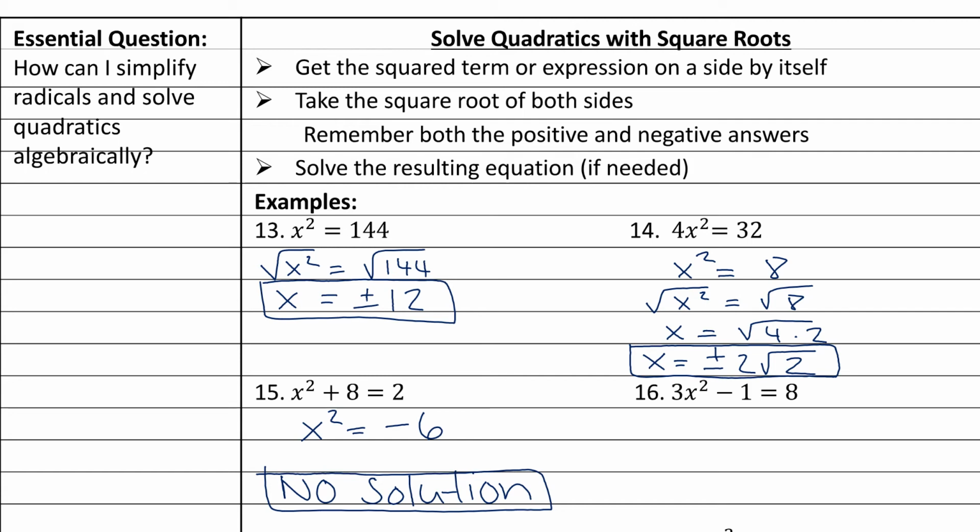So here we need to get our variable, the square term by itself. So I'm going to add 1 to both sides first. So I'm going to get 3x squared equals 9. Then I'm going to divide by 3 and get x squared equals 3. Then we're going to take the square root of both sides. So I'm going to have x equals, can 3 be broken apart? Is there a perfect square that can go into 3? No. So I'm going to have a positive and a negative square root 3. That's it.